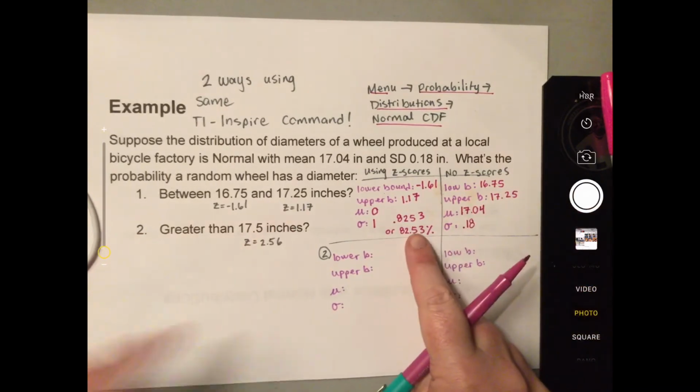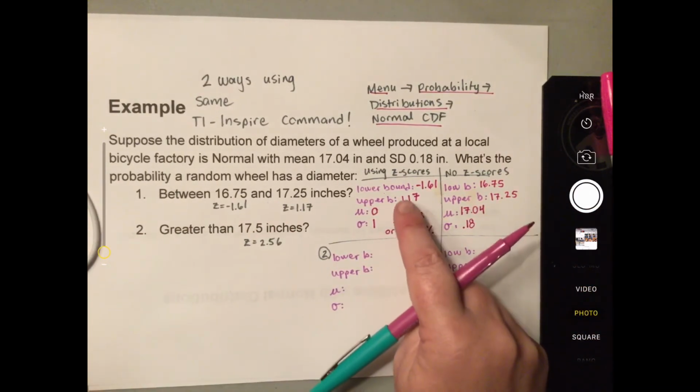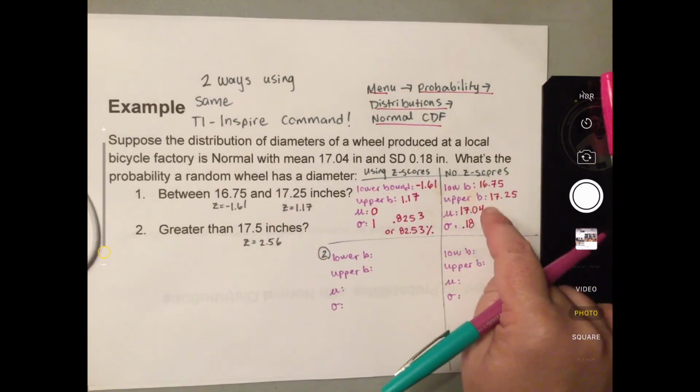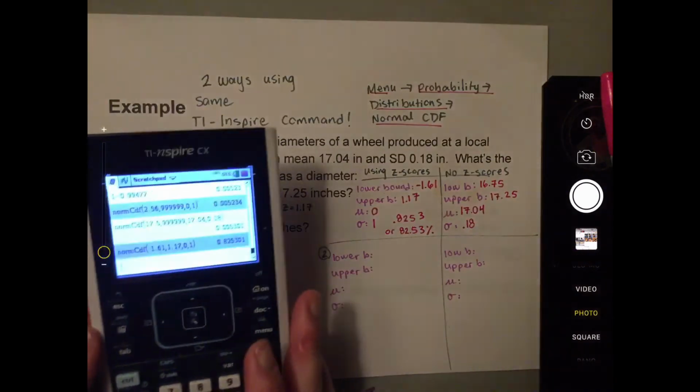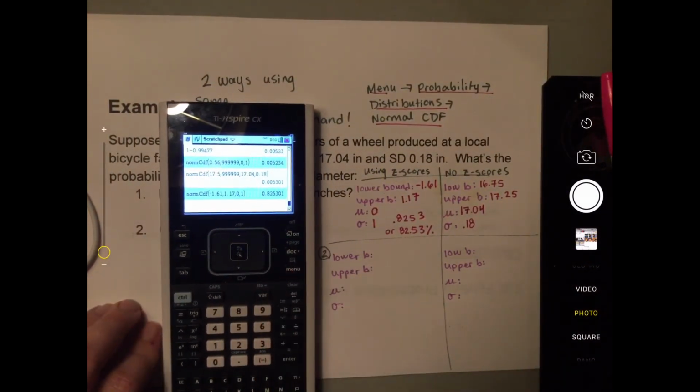We're going to get something very close to this. If we don't get the exact same thing, it's because we rounded the z-scores. So this is actually the most accurate answer, but I'm not concerned about that. I don't care which way you do it.